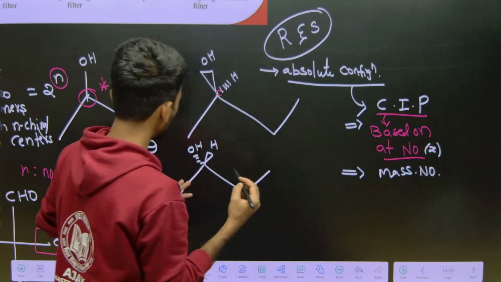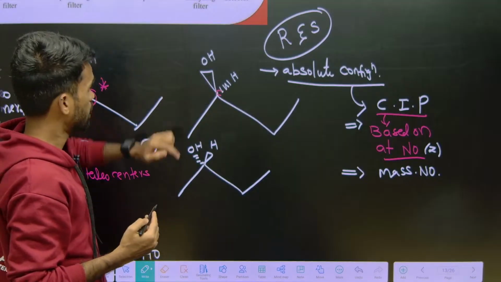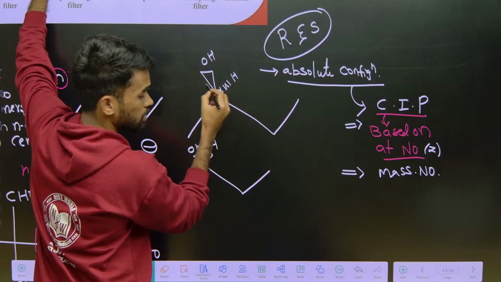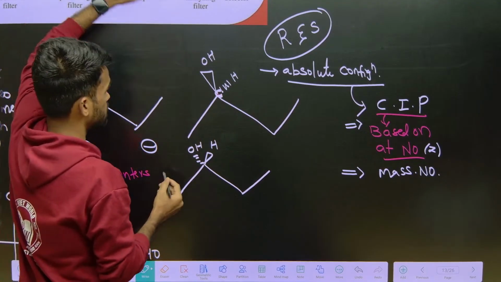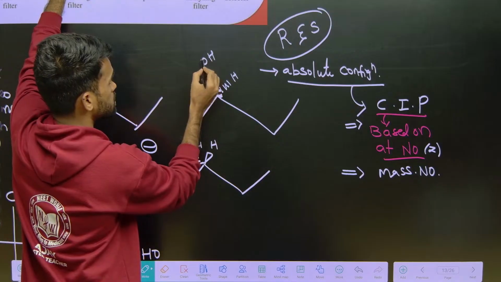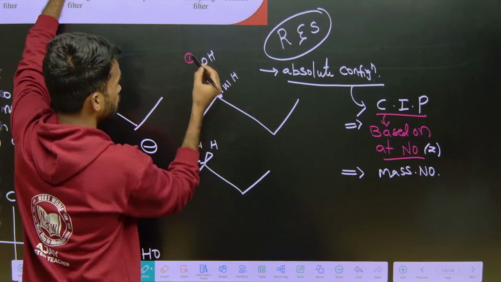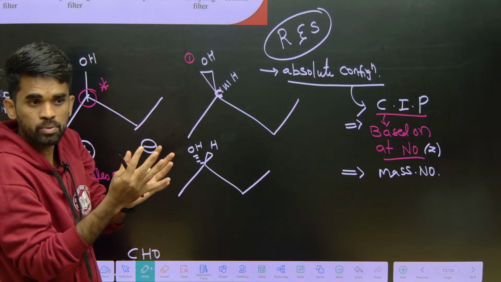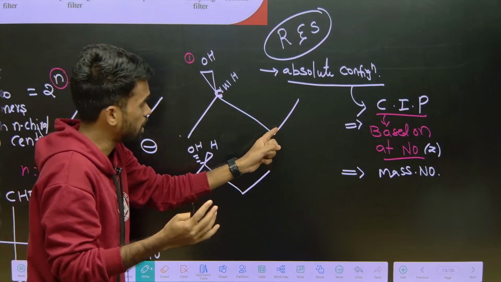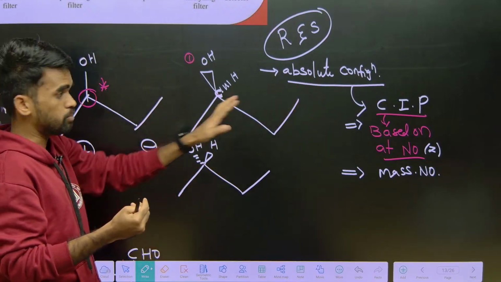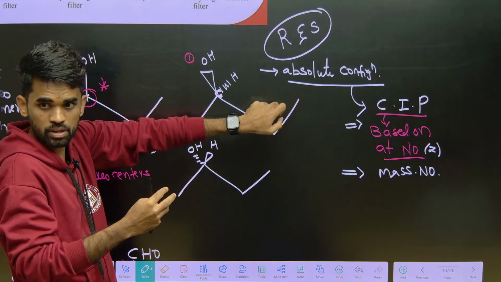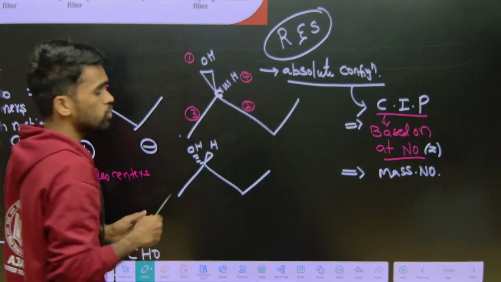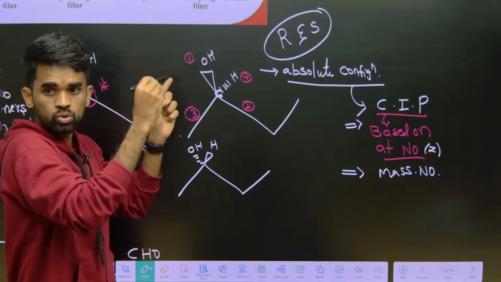So tell me, in these two projections, which has more priority as per atomic number on this carbon? Tell me fast, without wasting time, I just want to end this. OH, oxygen's atomic number is more, so 1. Hydrogen, methyl, ethyl. In this case, the bigger the group, carbon, carbon on both sides. But again one more carbon here, all hydrogens, bigger number, bigger size. So 2, this is 3, 4. Now you need to go from 1 to 2, 2 to 3.